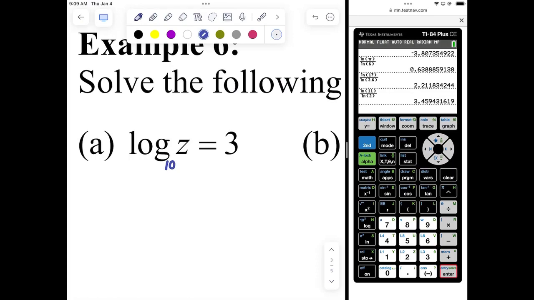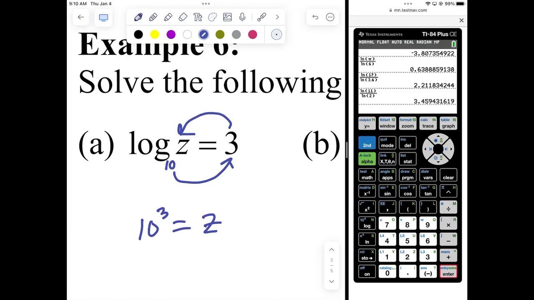So how can we go about solving this? Log base 10 of some number is 3. What's another way to interpret that sentence? Instead of saying log base 10 of z equals 3, 10 to the third equals z, right? That's how we interpret logs. 10 to some power equals z. In this case, 10 to the third power is equal to z.